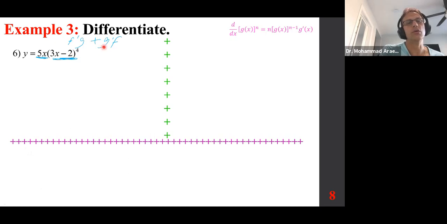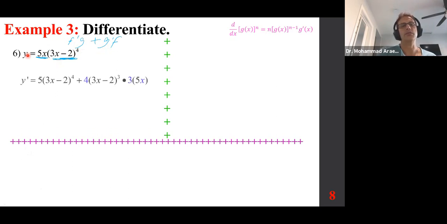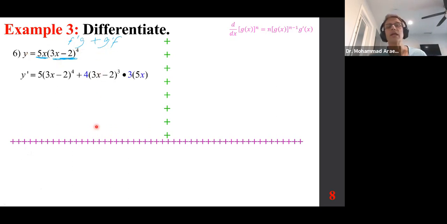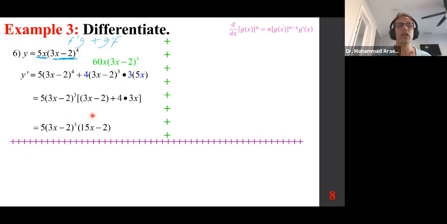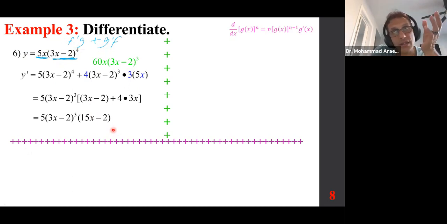This one, g, in order to find g prime, 4 sits in front, the same thing, the power of 3, and then times 3. And then, of course, times 5x. You're done. As far as calculus is concerned, now you have a couple of steps to finish the job algebraically, and I can't emphasize the importance of being able to do that fairly nice and easy. It's really not that difficult, everybody.